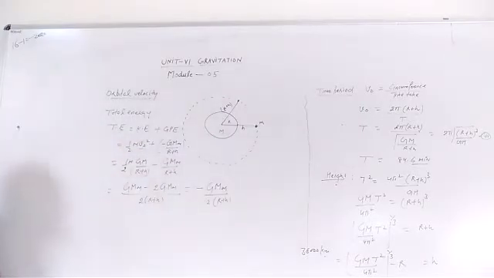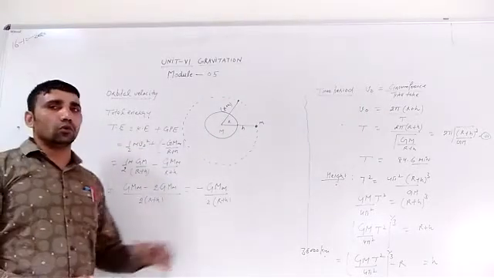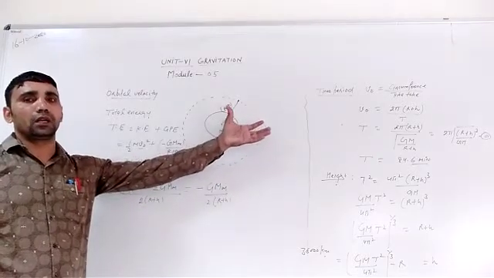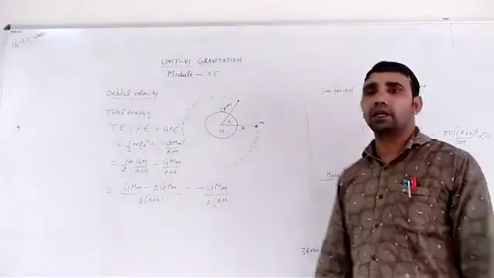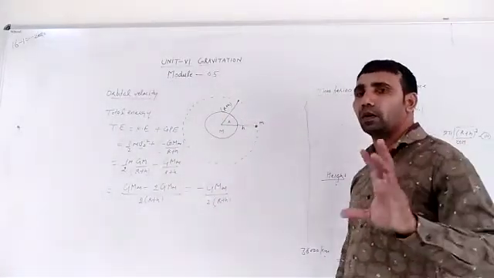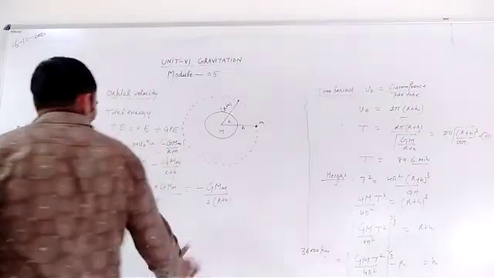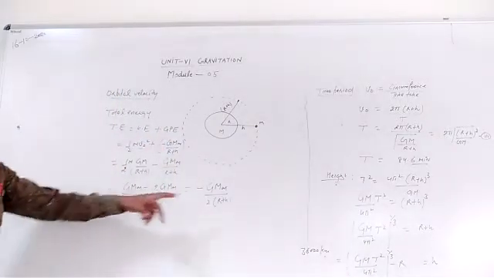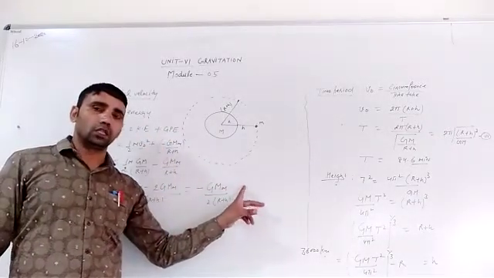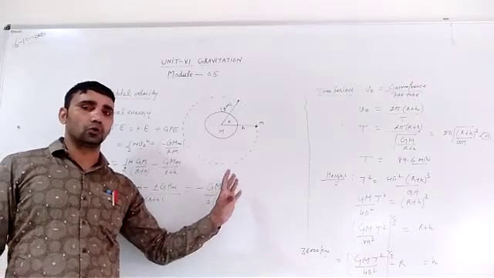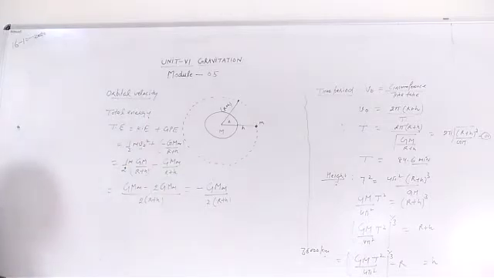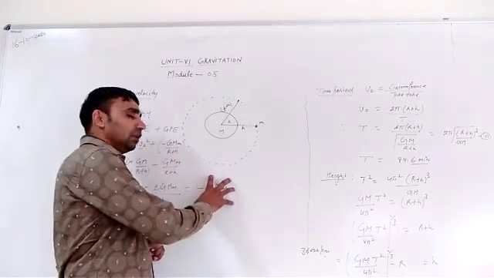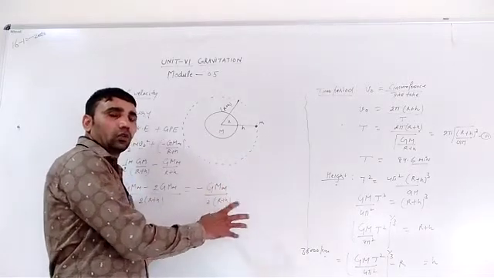Now, if this satellite is to be removed from its orbit, how will this be done? We will provide positive energy to the satellite. After providing this positive energy, the satellite goes out of orbit. So the total energy of the satellite becomes 0 and the satellite leaves the orbit.